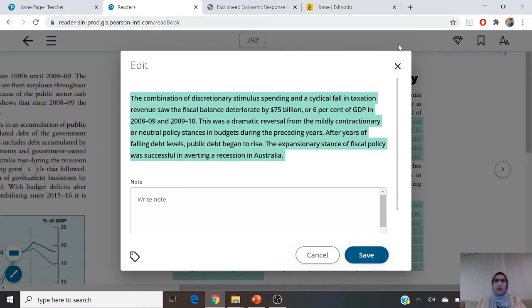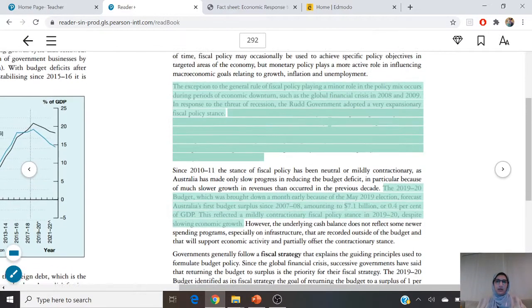Right, great. I've just highlighted the important things, okay?